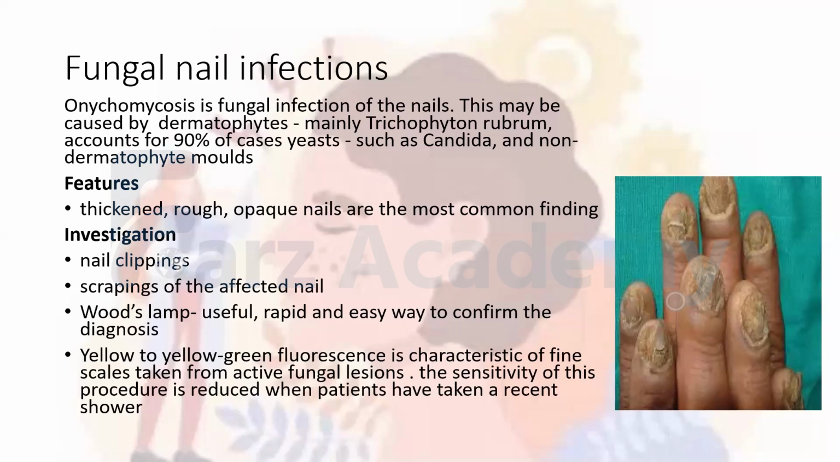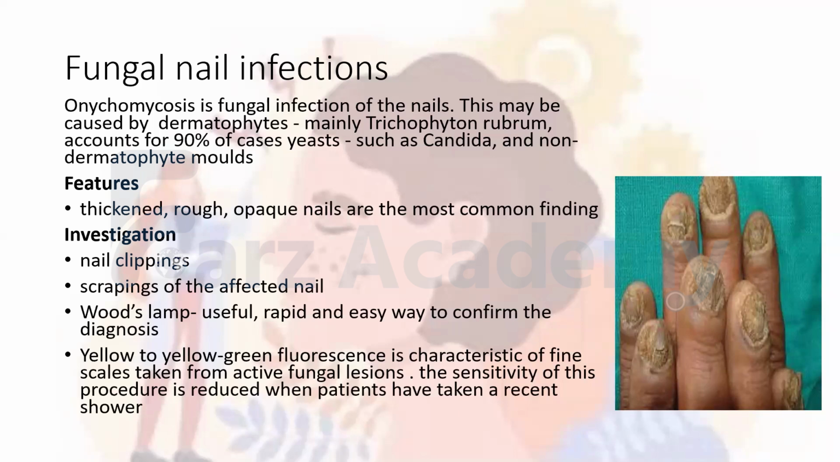Yellow to yellow-green fluorescence is characteristic of fine scales taken from active fungal lesions. Most of these nail infections will have active fungal lesions, so yellow to yellow-green fluorescence is taken as positive for onychomycosis. The sensitivity of this procedure is reduced when the patient has taken a recent shower. After a shower, it might not be positive, so the nail and lesions have to be dry for this to be positive.